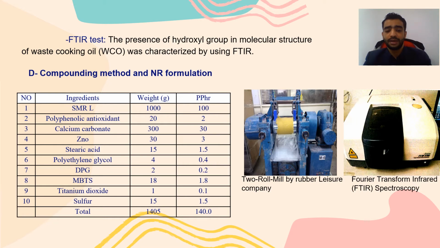And here we have the compounding method and natural rubber formulation. There are various different formulations of natural rubber compound, as shown in this table. Compounds were prepared in an open two roll mixing mill, as shown in this picture, at 35 centigrade and a friction ratio of 1.3. The mixing period of the rubber formulations was about 20 minutes.